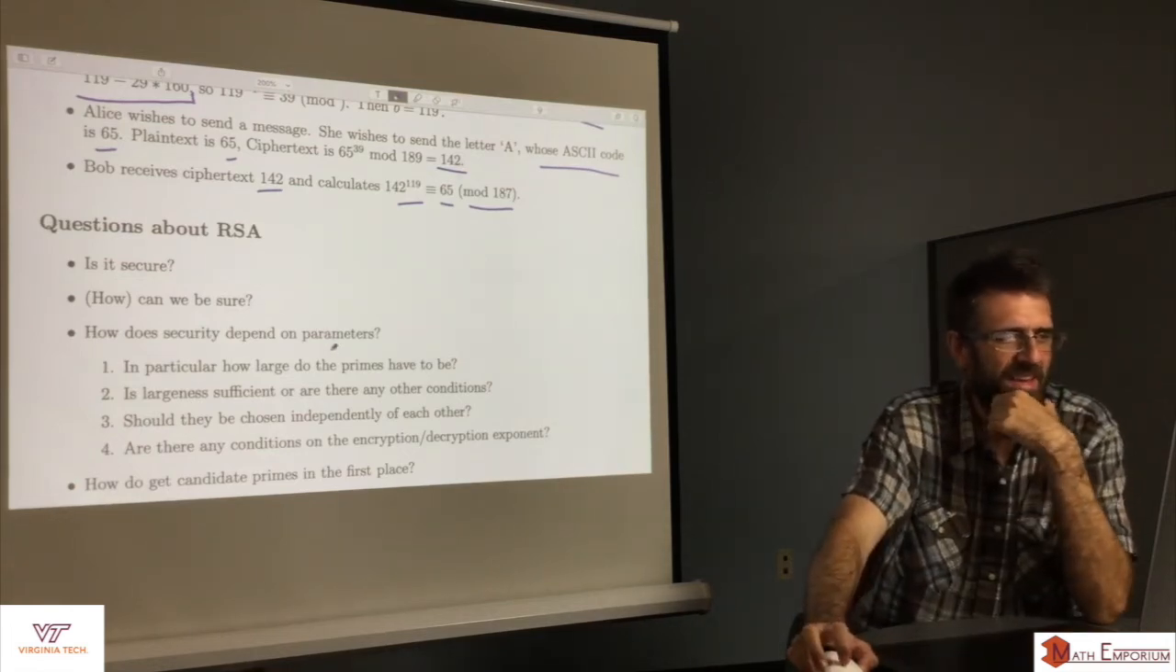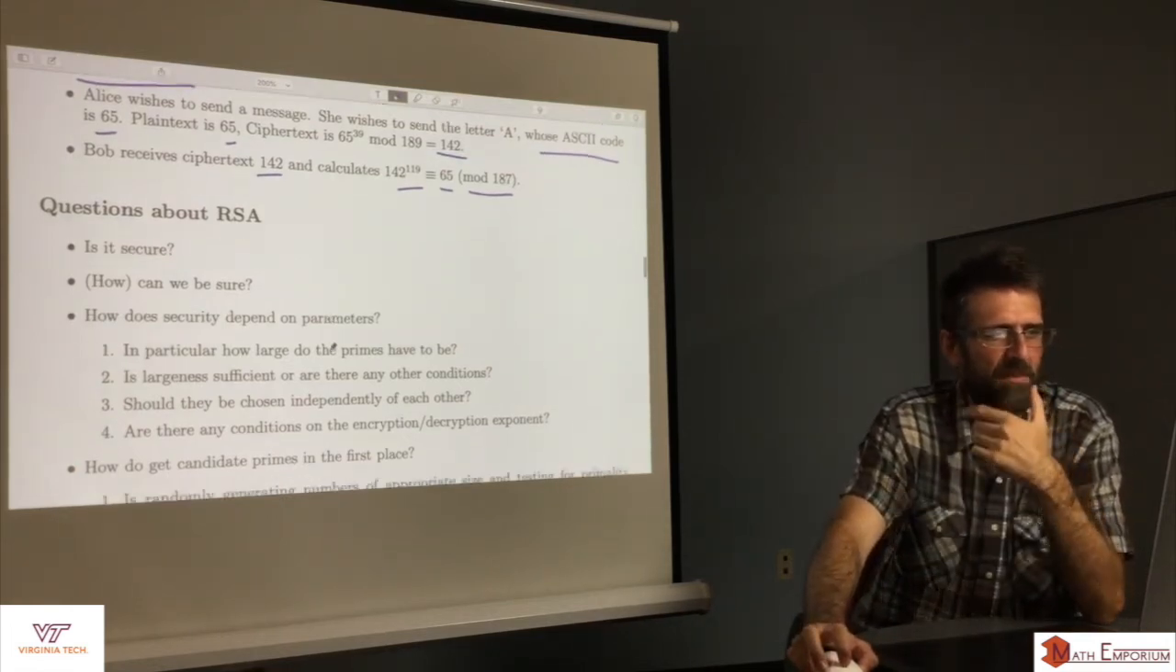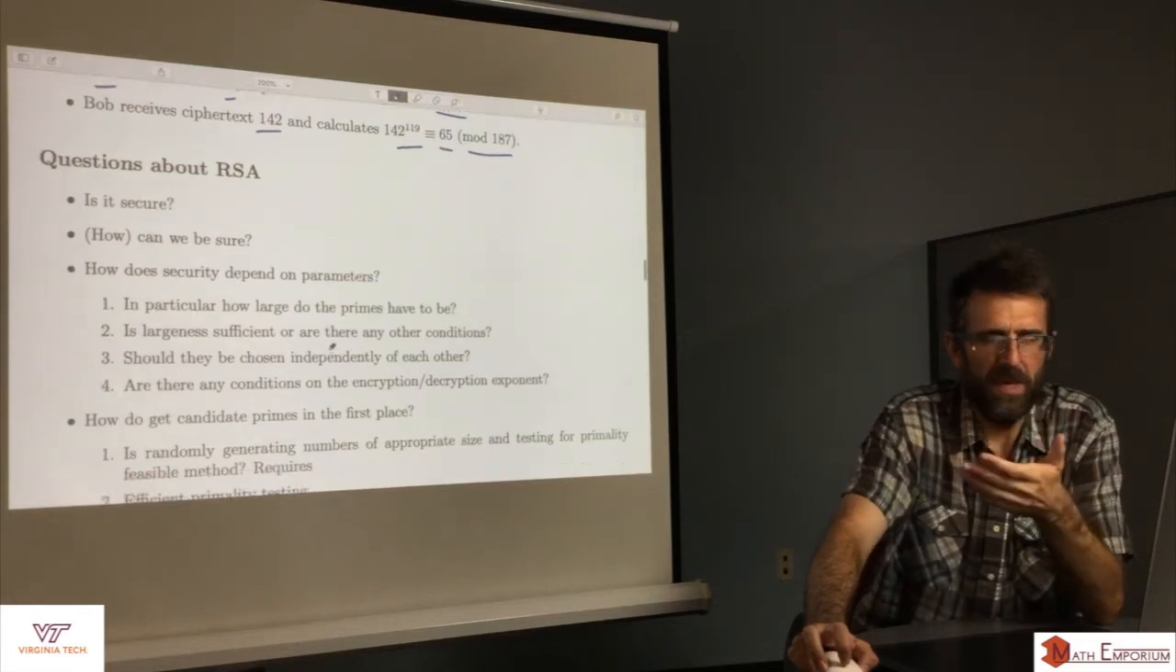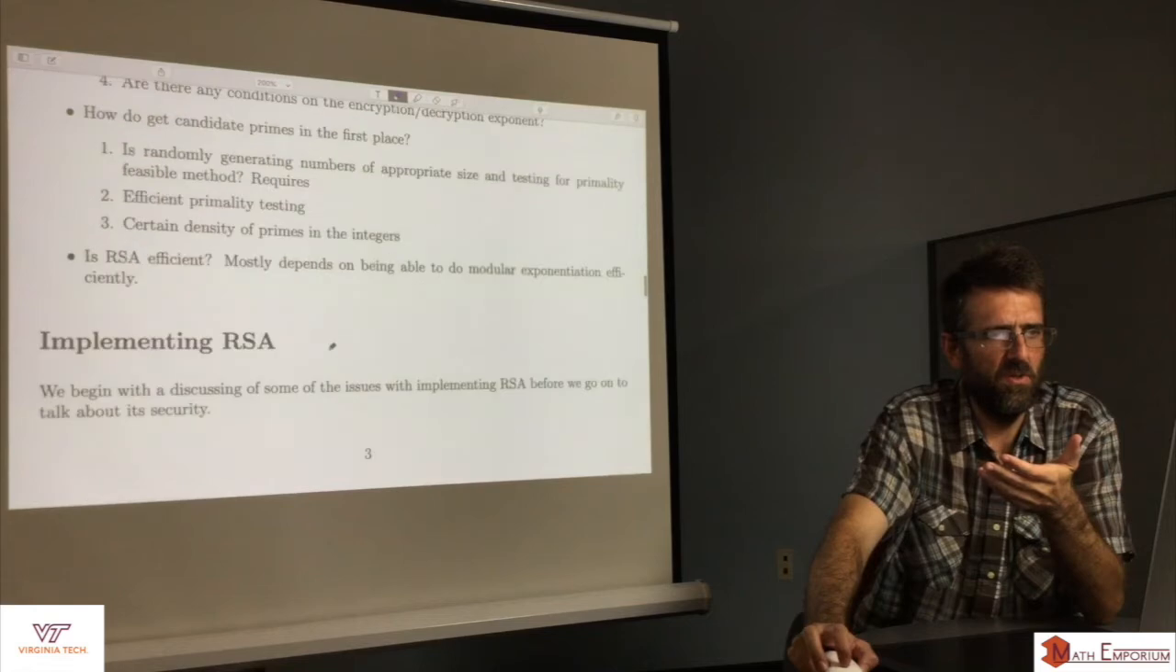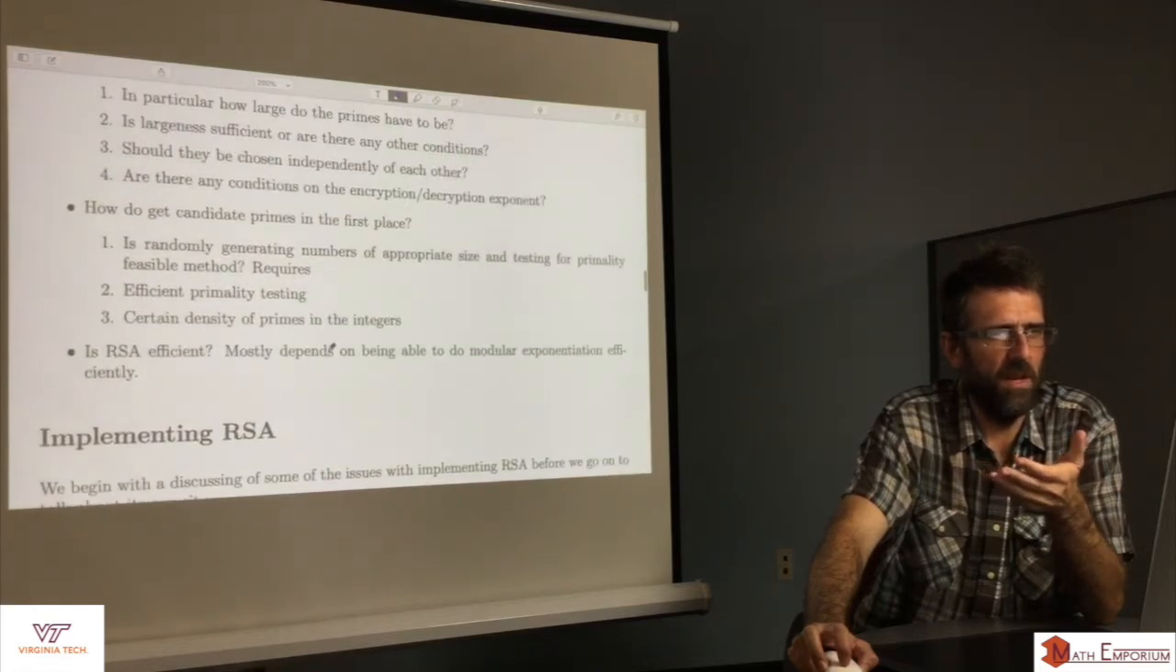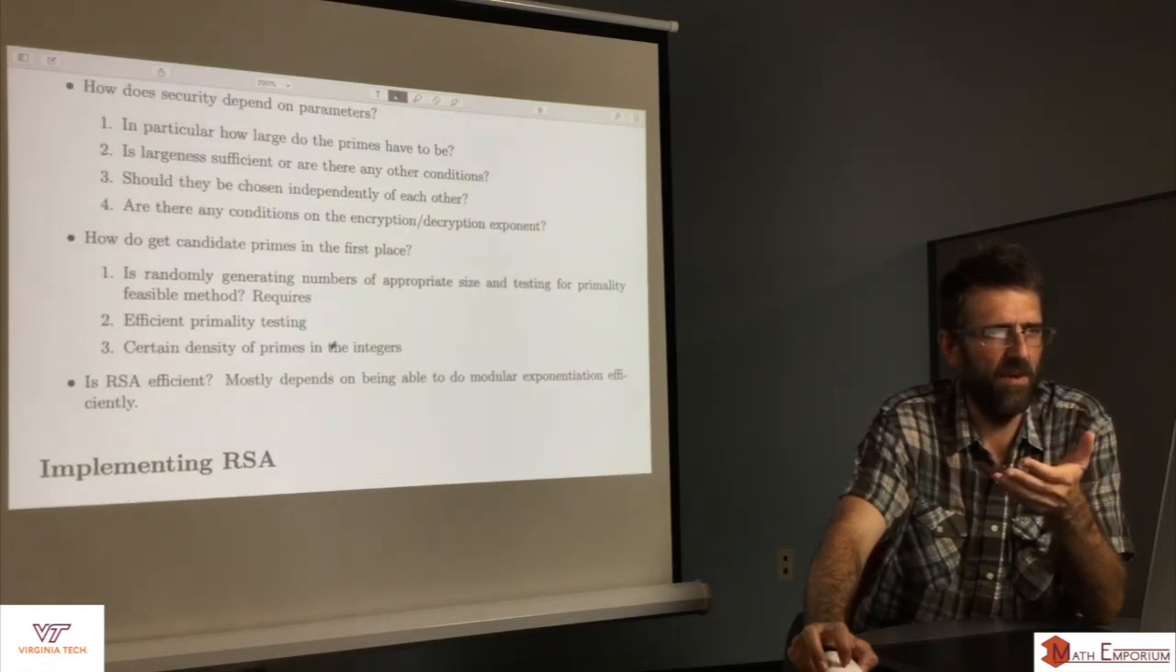How do we get these candidate primes in the first place? Is it enough just to randomly generate numbers of the appropriate size and then test those for primality?